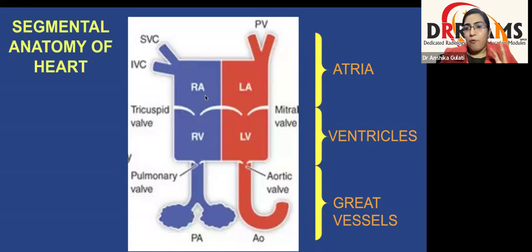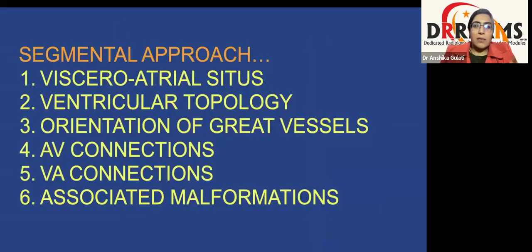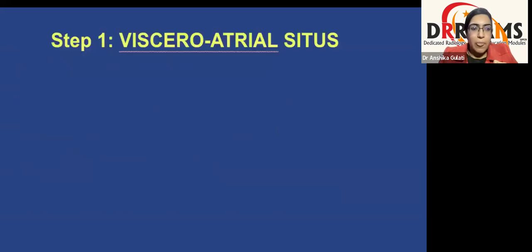In step 4, we'll study the connection between the atria and the ventricles. In step 5, we'll study the connection between ventricles and the great vessels. And finally, in step 6, we'll look for specific structural defects. So this is the segmental approach that I was talking about: the atrial situs, ventricular situs or topology, situs or orientation of the great vessels, then AV connections, VA connections, and then finally associated malformations.